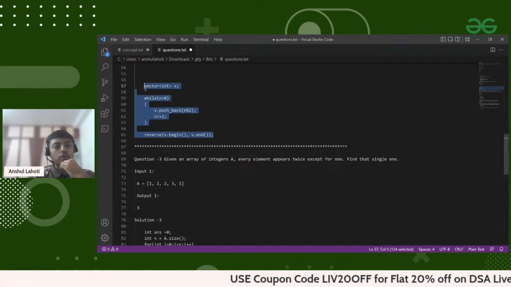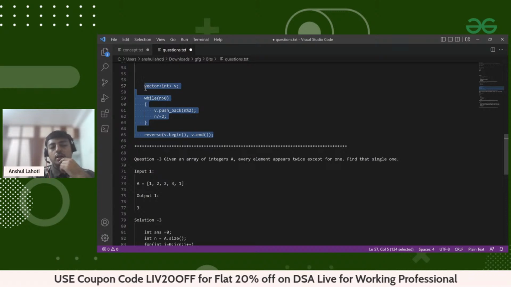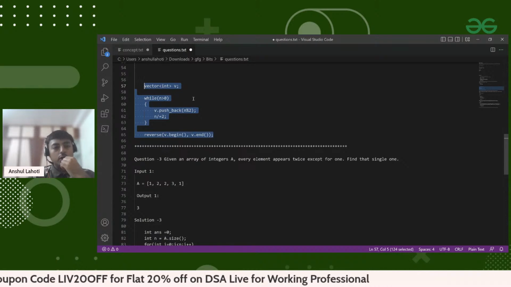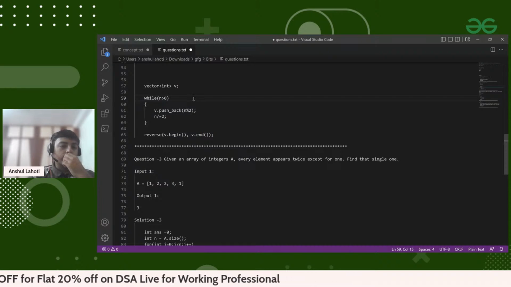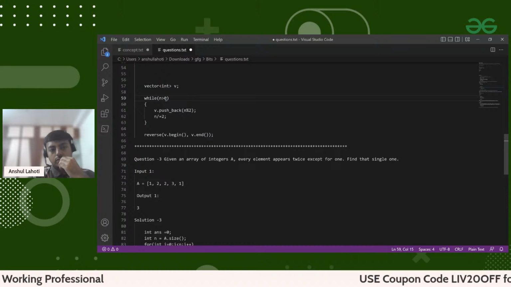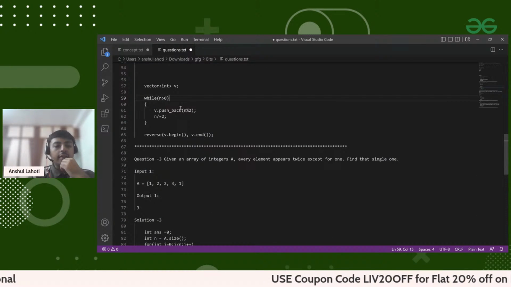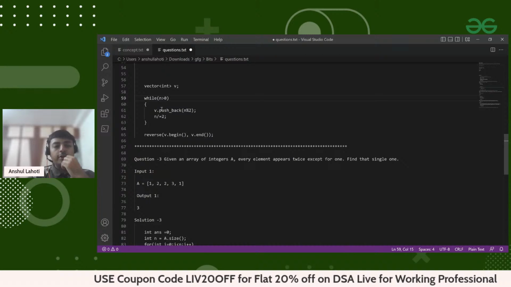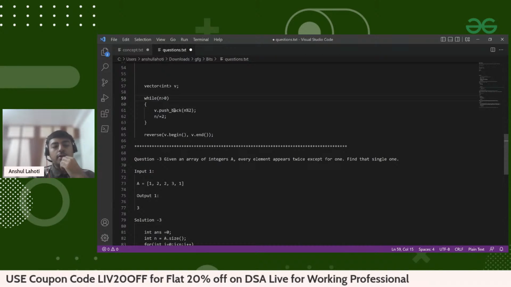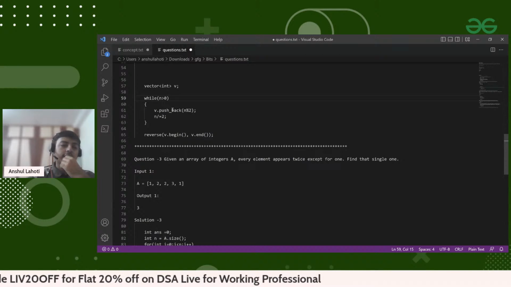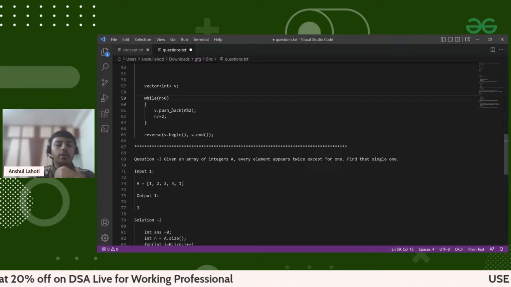So that's the way we can write our code. I hope it is clear to you. So we will go through this code. What is the value of n here? n is 5, and 5 is still greater than 0. So we will push back 5. I am using C++ here in the code. Push back is just pushing an element into the array.